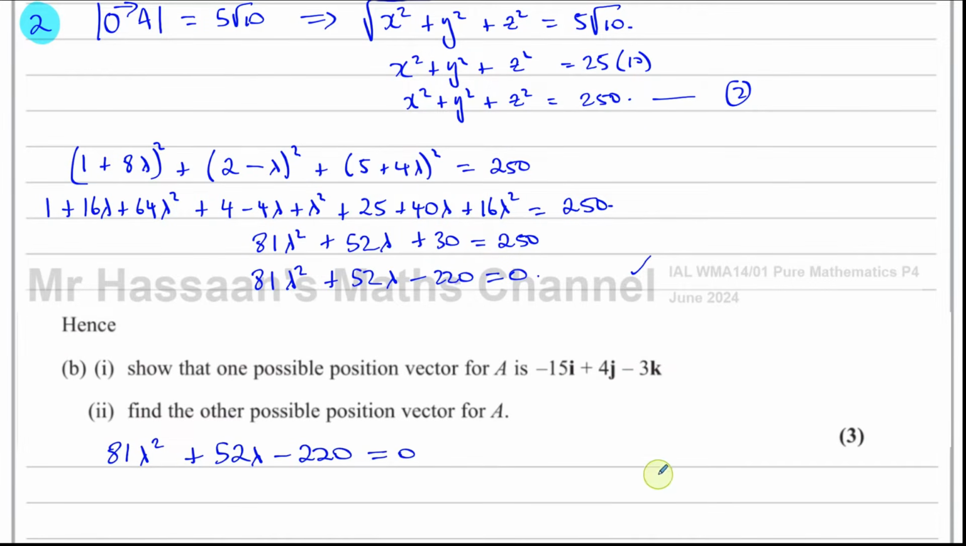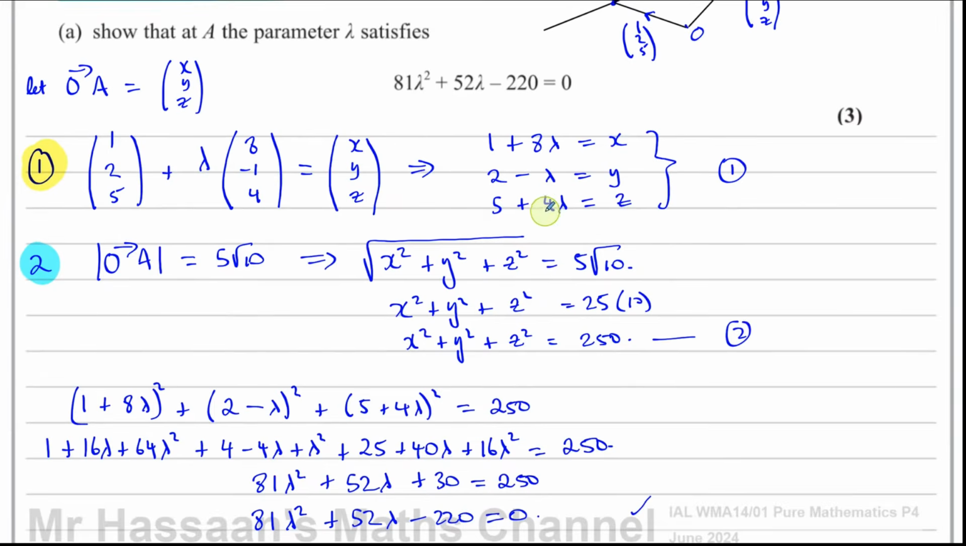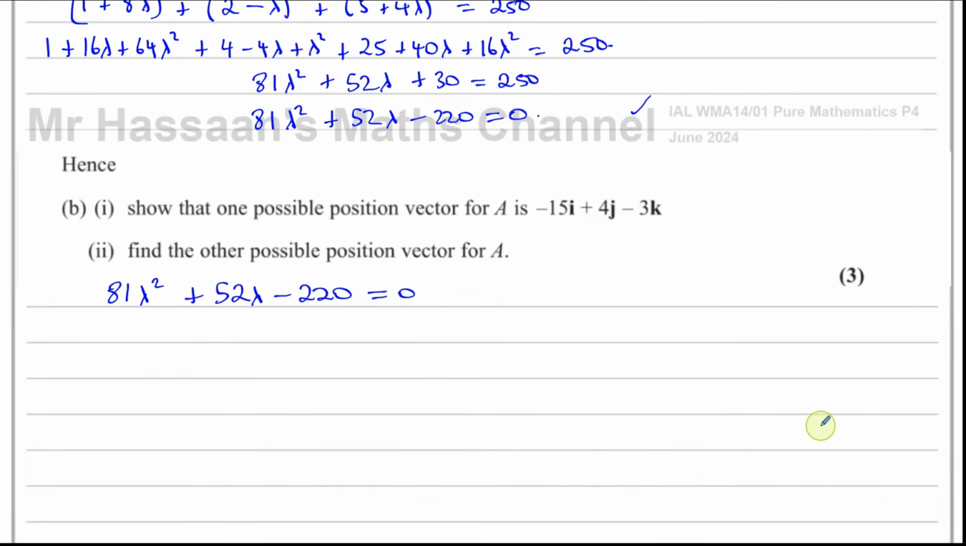This is the x component, right? The i is like the x part. So if we consider this, we have 1 plus 8 lambda equals x. So in this case, 1 plus 8 lambda should equal negative 15. And that will give us a possible value of lambda, a lambda that gives us this possible position vector. This is going to give you 8 lambda equals negative 16, so lambda equals negative 2.